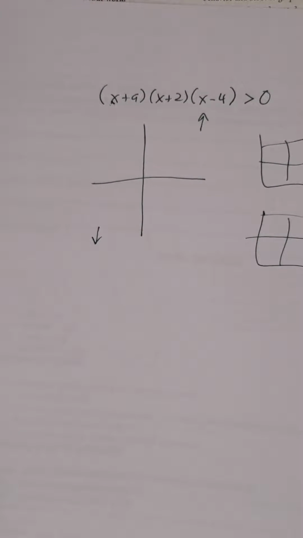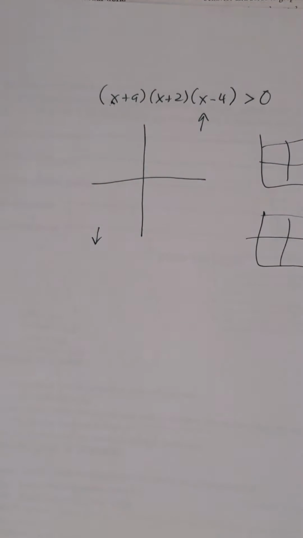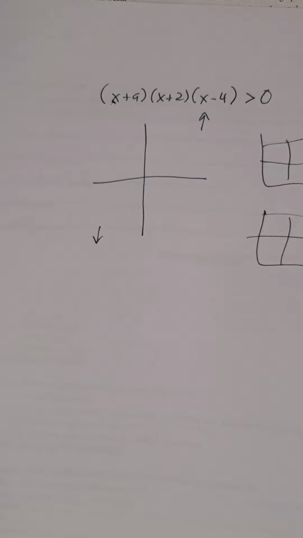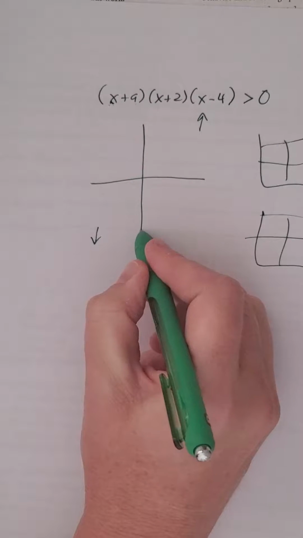I can also see where my y-intercept is. It's 2 times 9 is 18. 18 times negative 4. 4 times 18 is 72. It's way down here at negative 72.